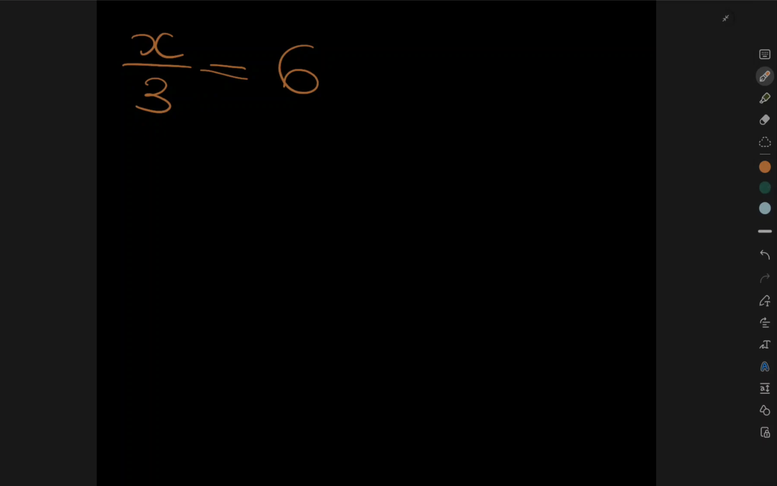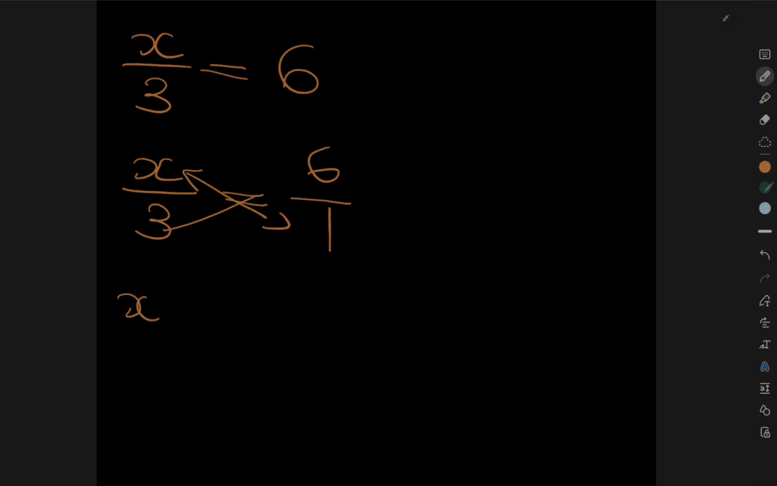But preferably, what I like doing is I would rewrite the equation like this: 6 over 1, right? So in this case, I'm able to cross multiply, because when we cross multiply, we need to have a fraction on the left-hand side and obviously a fraction on the right-hand side. So if I cross multiply, I'll multiply x with 1, and that will give me x. And if I multiply 3 with 6, that will give me 18, right? So that's the value of x.